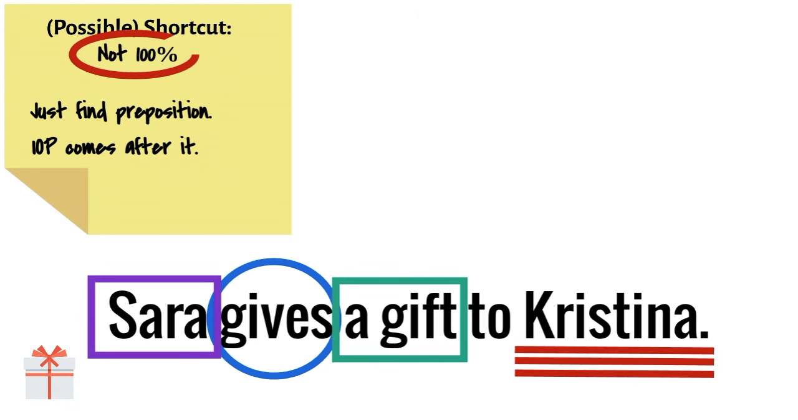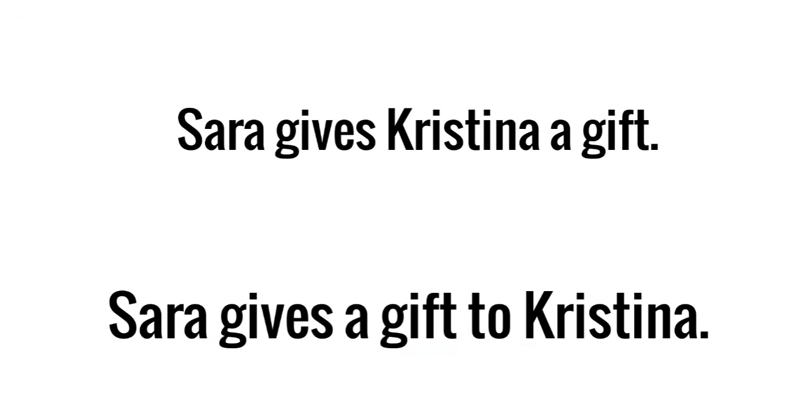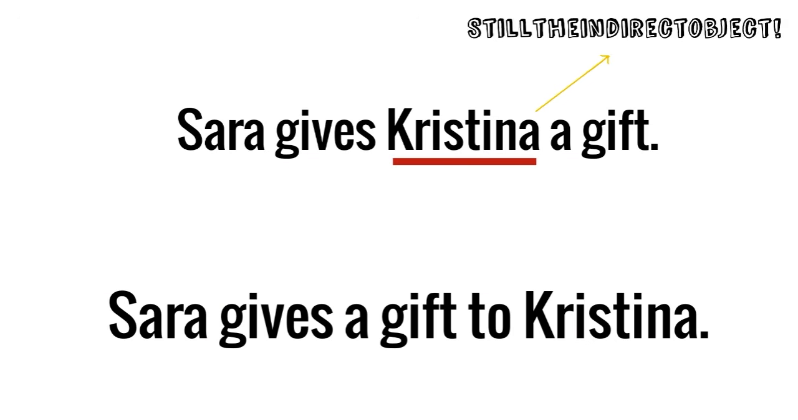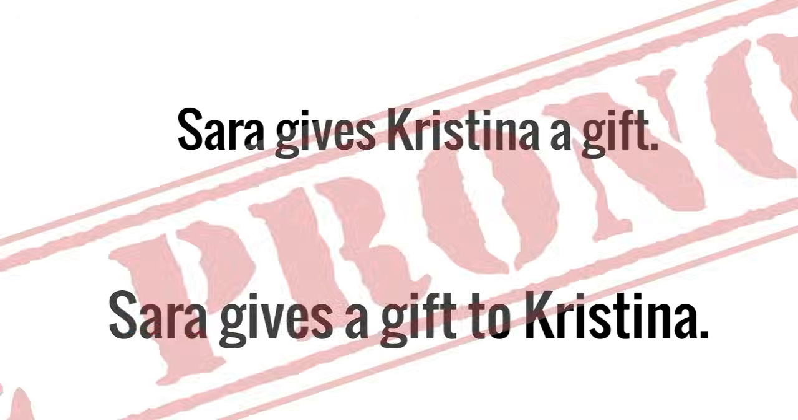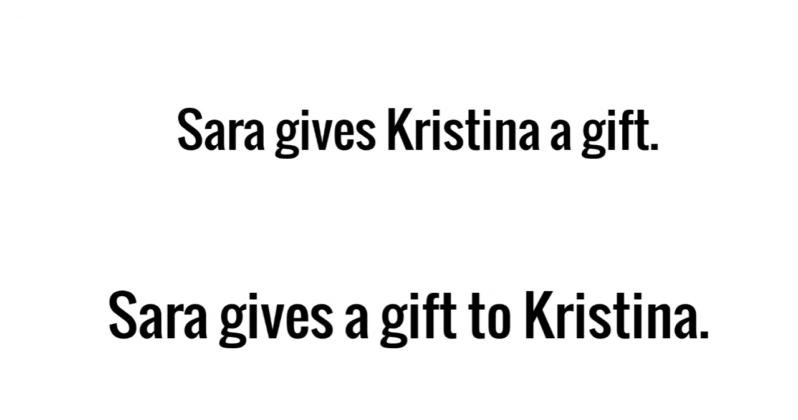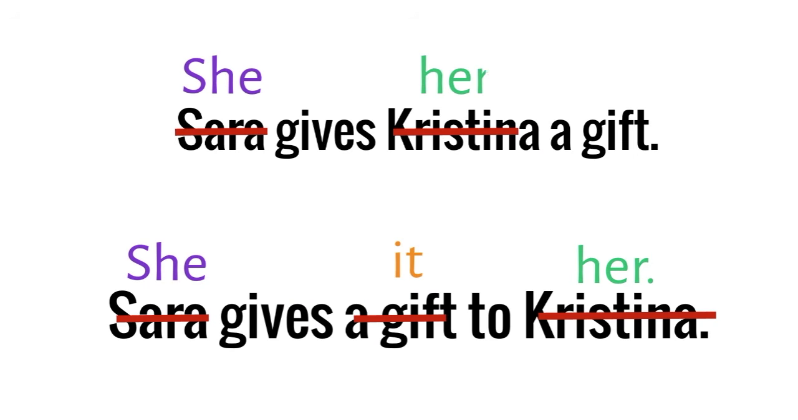So why doesn't this work 100% of the time? Well, we could rephrase this sentence without changing the meaning. Sarah gives Christina a gift. And in this case, Christina is still the indirect object. Think about it, she's still receiving the gift, but there's no preposition this time. And since the objects are the same, their pronouns stay the same too. Again, these sentences mean the same thing, but the first sentence does not have a preposition and the bottom one does.